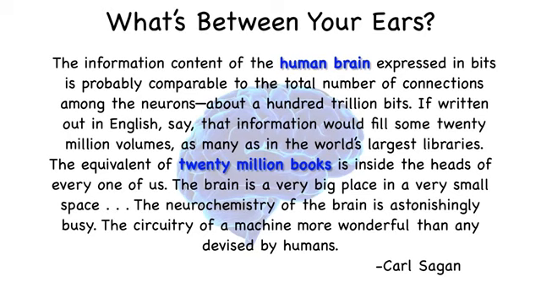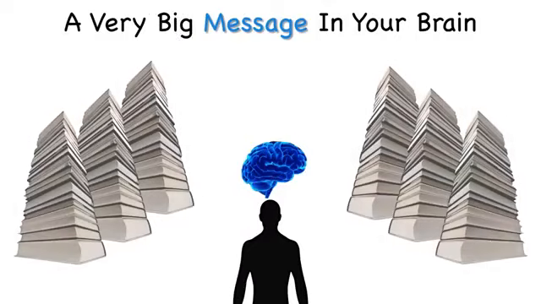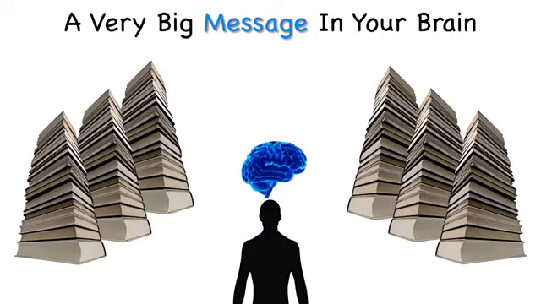The equivalent of 20 million books is inside the heads of every one of us. The brain is a very big place in a very small space. The neurochemistry of the brain is astonishingly busy, the circuitry of a machine more wonderful than any devised by humans." Wow! 20 million books worth of information is inside your head. Can you picture how many books that is?